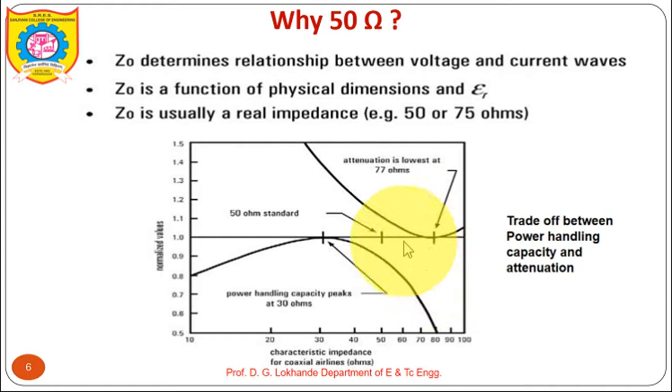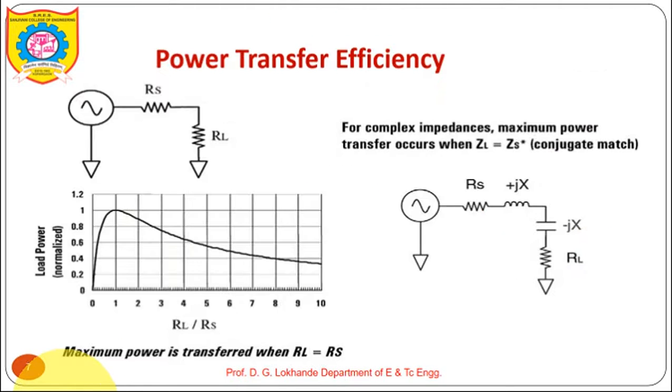In fact, for the antenna we require the power handling capacity to be maximum. At the same time, we require the attenuation to be minimum. So there is a trade-off between the power handling capacity and the attenuation. We should select neither 30 nor 77 ohm. The trade-off between them is the 50 ohm standard, and that's why we select the characteristic impedance of 50 ohm, which handles the power perfectly with minimum attenuation loss.